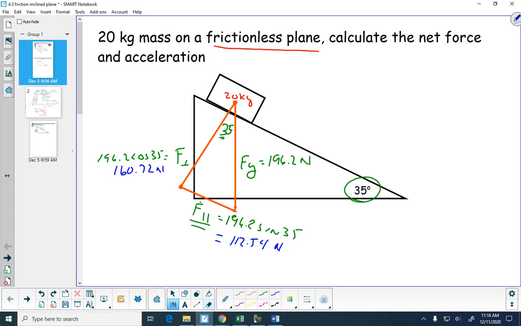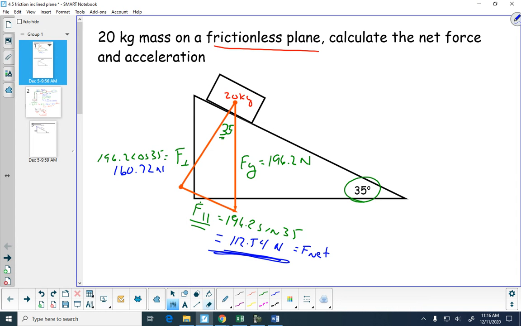Let's calculate our net force going down the plane. Well, our net force, the only thing that's pushing it down the plane, once again, is just our parallel force. Okay, our parallel force is the only one that's sliding this thing down the plane. So my force that's being pulled down the plane is 112.54. That is our net force that's making it slide down the plane.